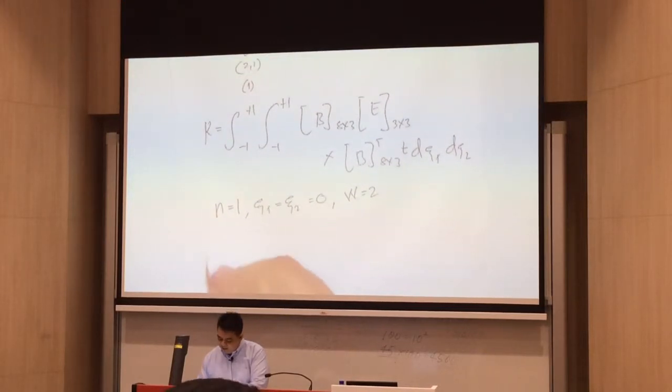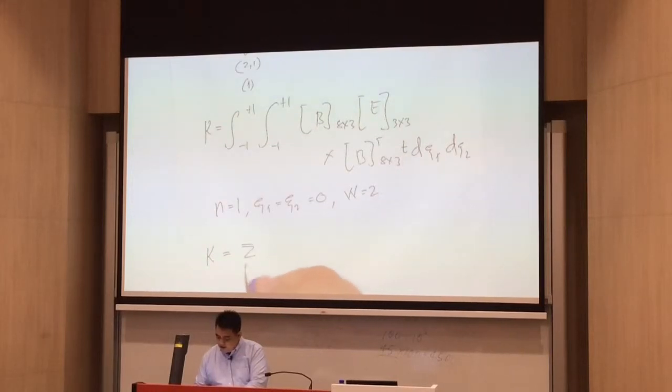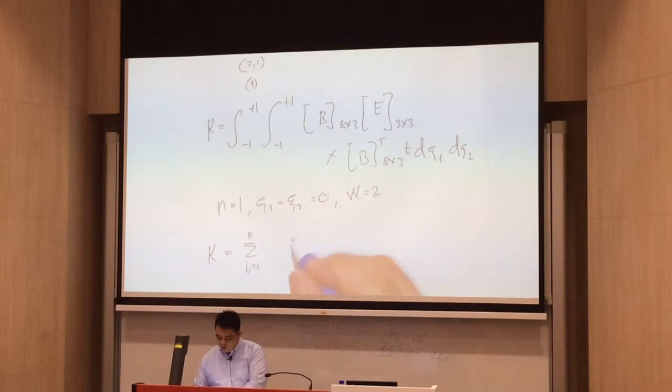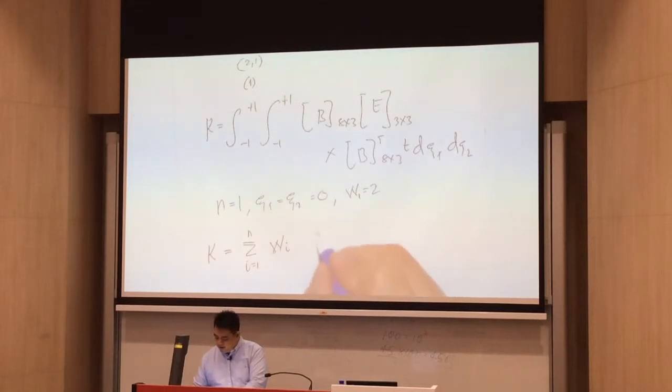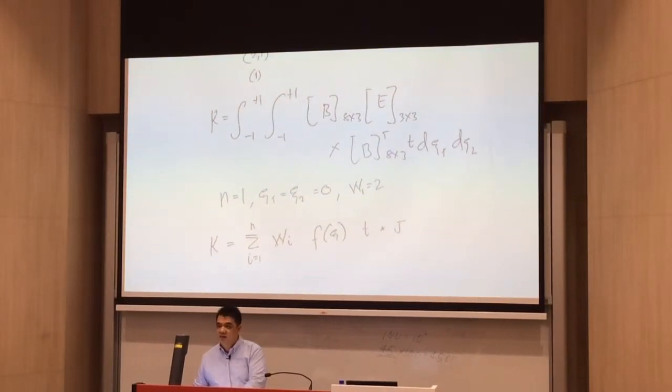So we can simplify this one to be equal to K, summation of I equal to 1 to N. We only have 1 here, so this one is Wi, W1. So let me just put there W1. You have your function of Kasi, your thickness multiplied by that Jacobian value. The number, not the matrix.